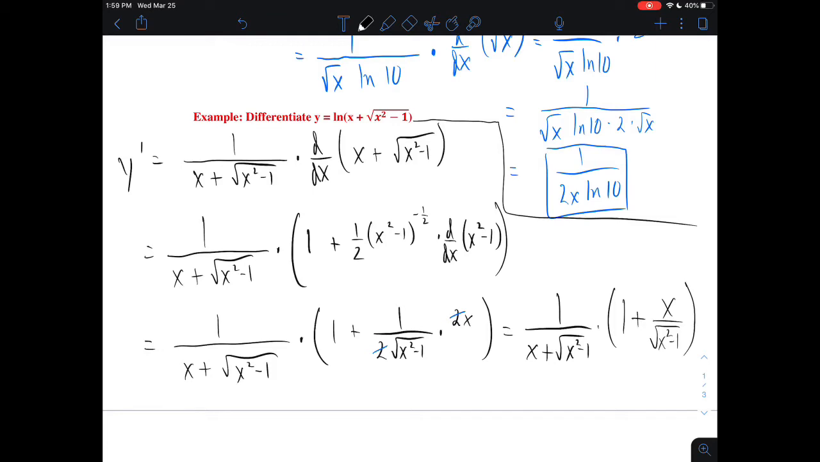And again, we could simplify this by using some multiplication, but that would just involve the sum of two fractions, which may or may not be easier than what we're looking at here. So for our purposes, that's good enough.